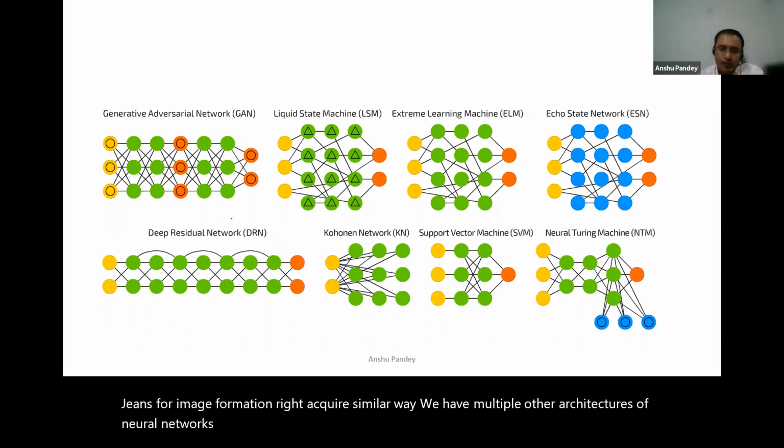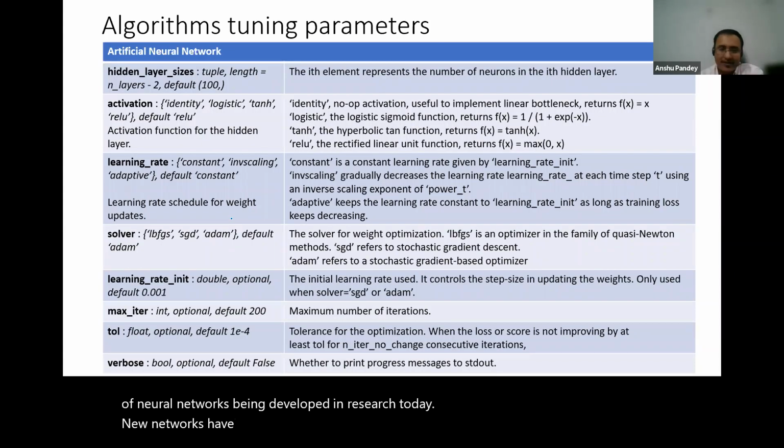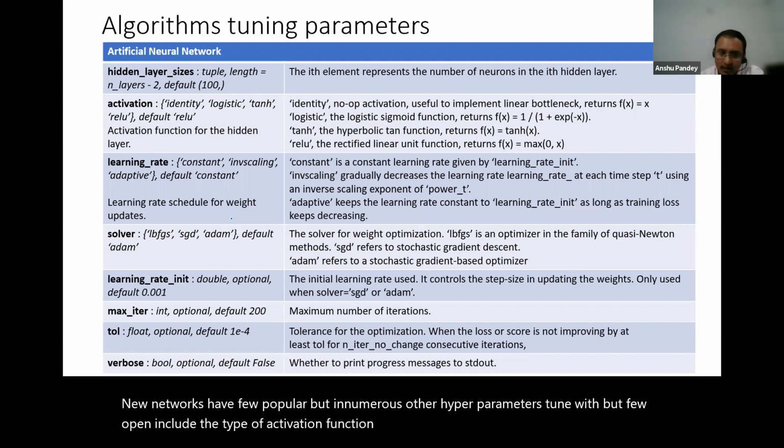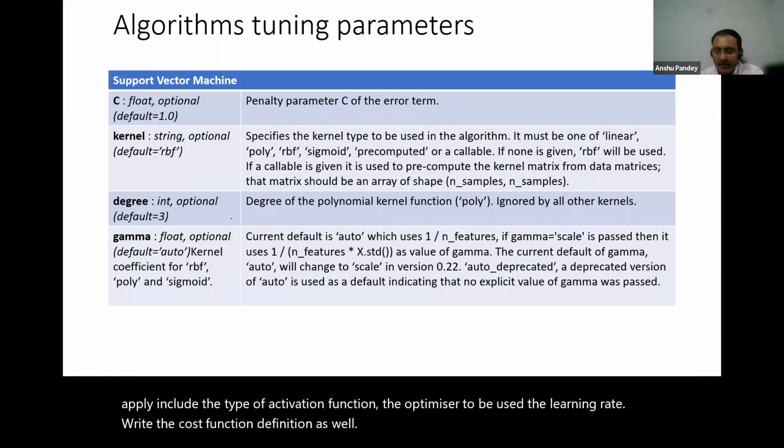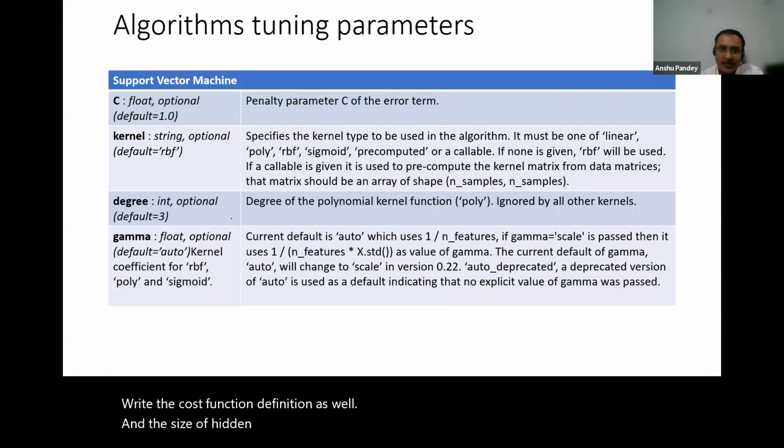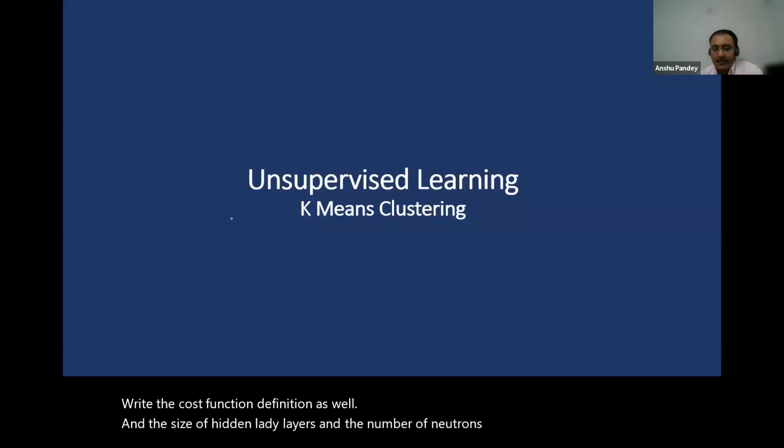Neural networks have numerous hyperparameters to tune, but a few popular ones include the type of activation function, the optimizer to be used, the learning rate, the cost function definition, the size of hidden layers, and the number of neurons in the hidden layers. That was about the whole, or mostly, idea of supervised machine learning.